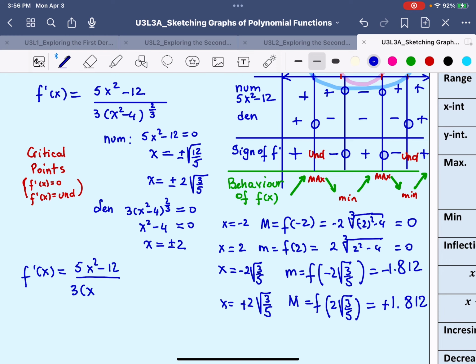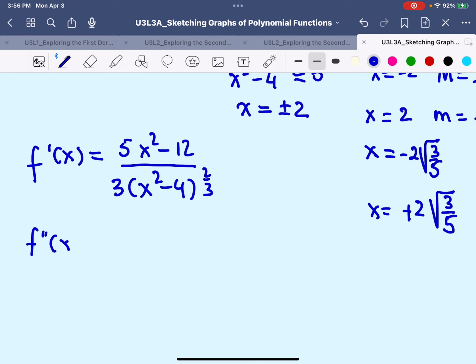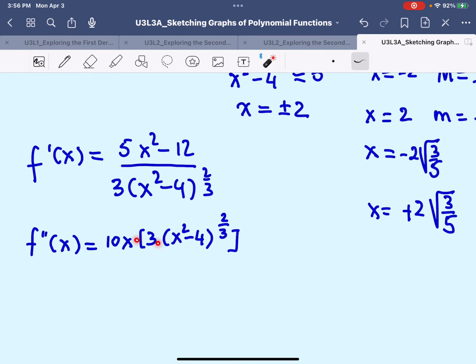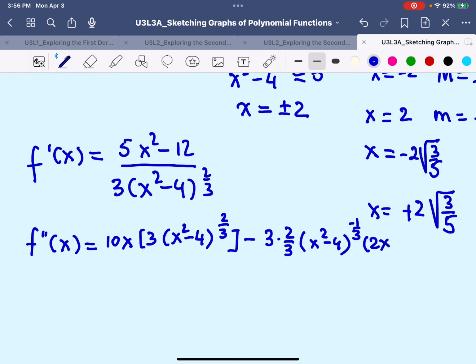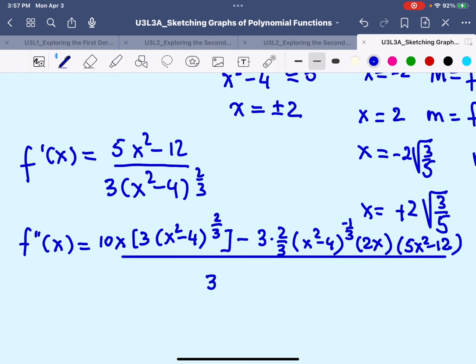Divided by (3x squared minus 4) to the power of 2 over 3. Then the second derivative, using the quotient rule, will be f''(x) equals, so in this case we have 10x multiplied by (3x squared minus 4) to the power of 2 over 3, and then minus the derivative of the denominator, which will be 3 times 2 over 3, (x squared minus 4) to the power of 2 over 3 minus 3 over 3, negative 1/3, times 2x, so we have a small chain rule in here, and then multiplied by 5x squared minus 12. And all this will be over (3x squared minus 4) to the power of 2 over 3, squared.